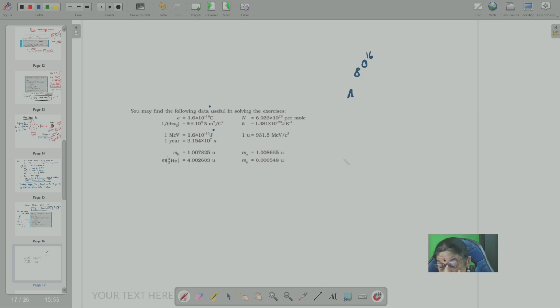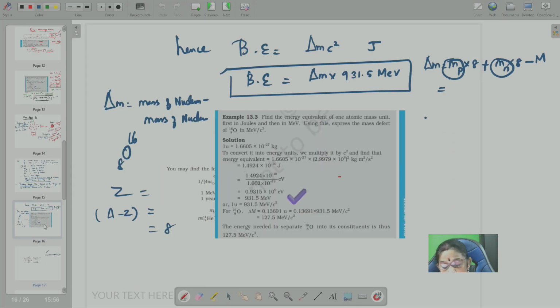So, therefore, delta M is equal to 8 into mass of the proton. So, what is mass of the proton? 1.007825. So, that is mass of the proton plus 8 into mass of the neutron, 1.008665. Add both first, very simple. Just addition, subtraction, and getting the answer. Minus mass of the oxygen atom. So that would have been given in the question itself.